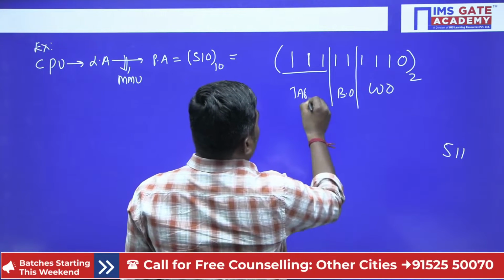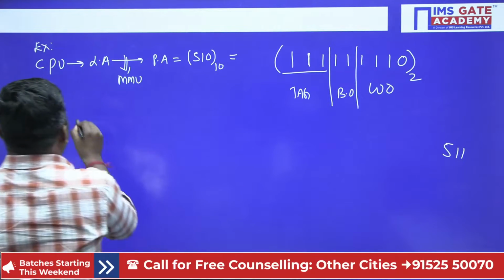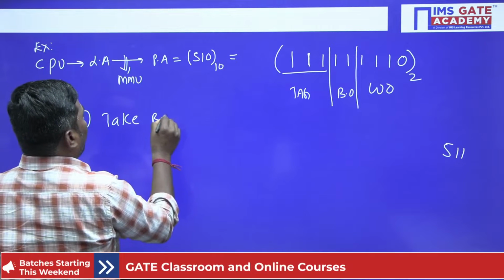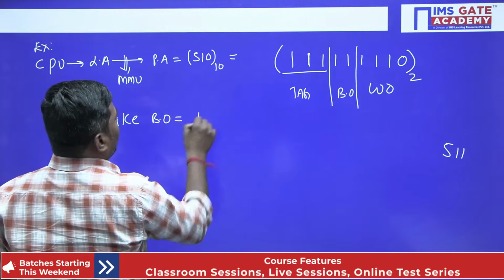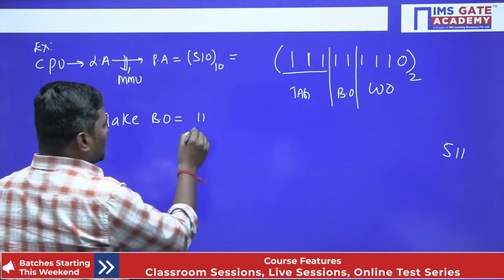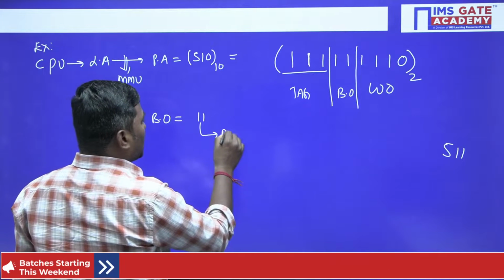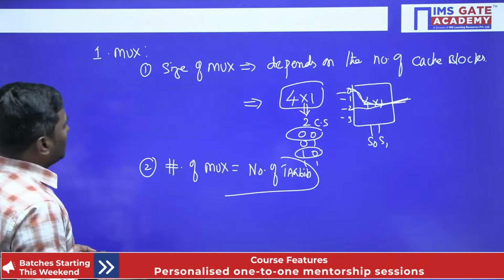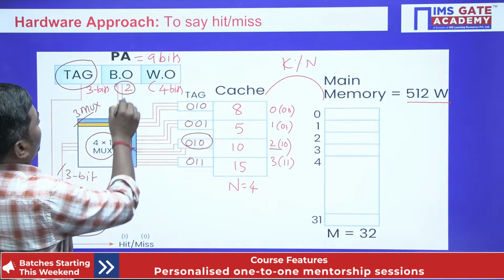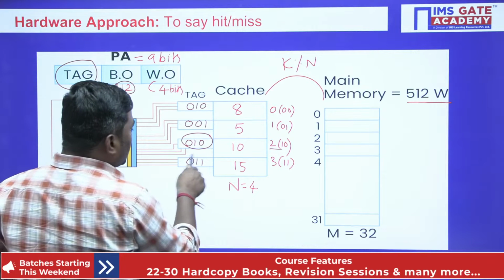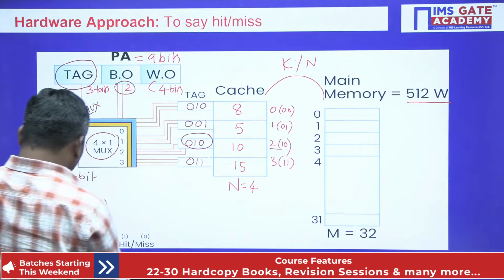Step number 1: take the block offset bits, that is 1, and go to the cache memory. This 1 is given to the multiplexer, and the multiplexer will select the third line. When I give block offset 1, this line will activate, and the tag bits will come out.